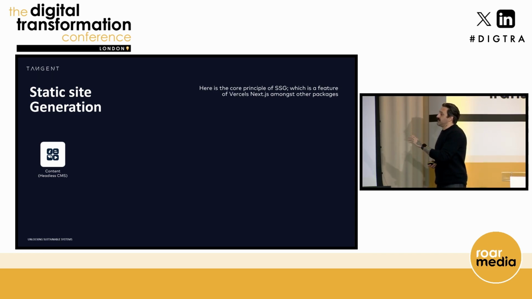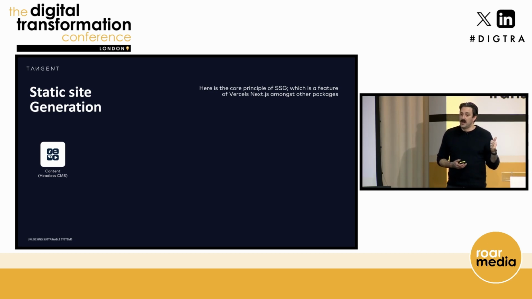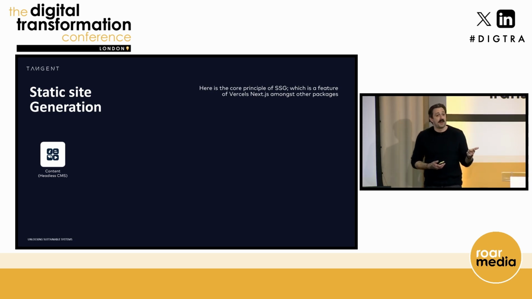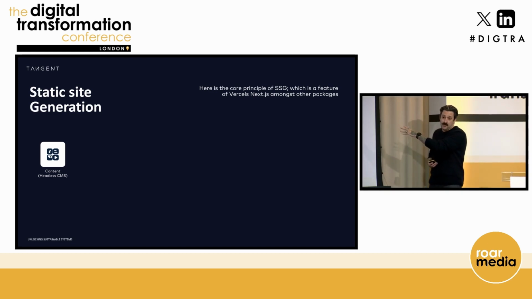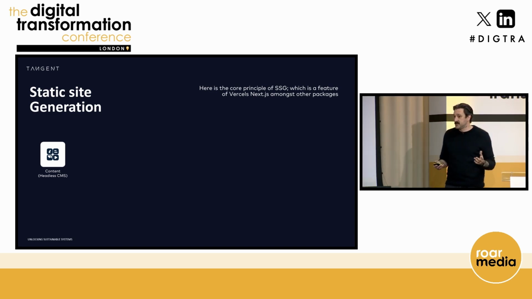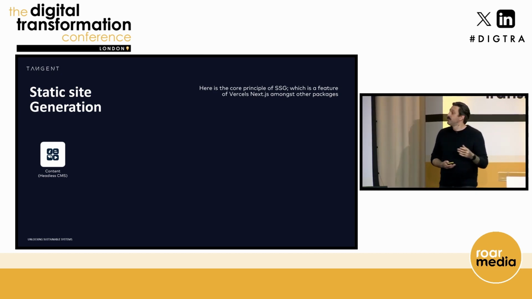But this is slightly different. This is taking the MACH principle of architecture, which stands for microservices, APIs, cloud native, and headless. And we're looking at headless CMSs here. So you have a headless CMS. That means all the content from the headless CMS is transferred via an API.